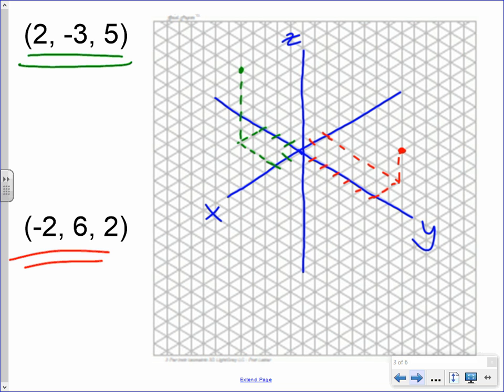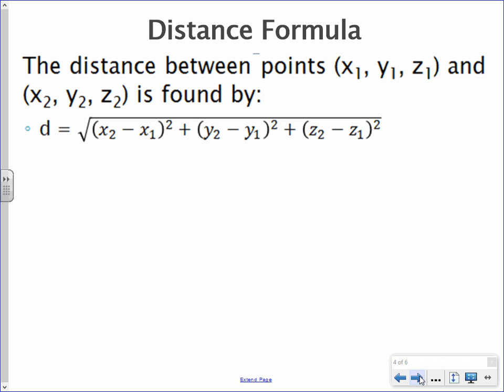You're going to add a z. Still square root, because we're still based on the Pythagorean theorem, but we added z2 minus z1 squared. You came up with this one.